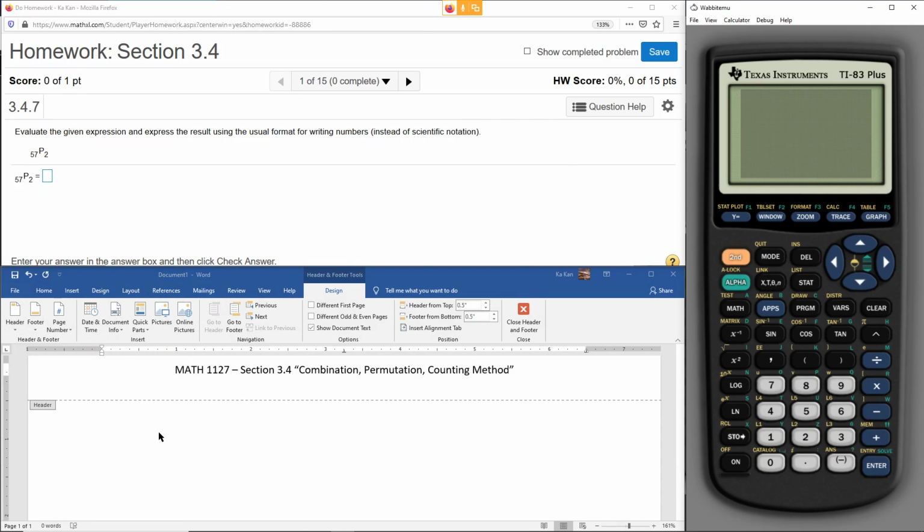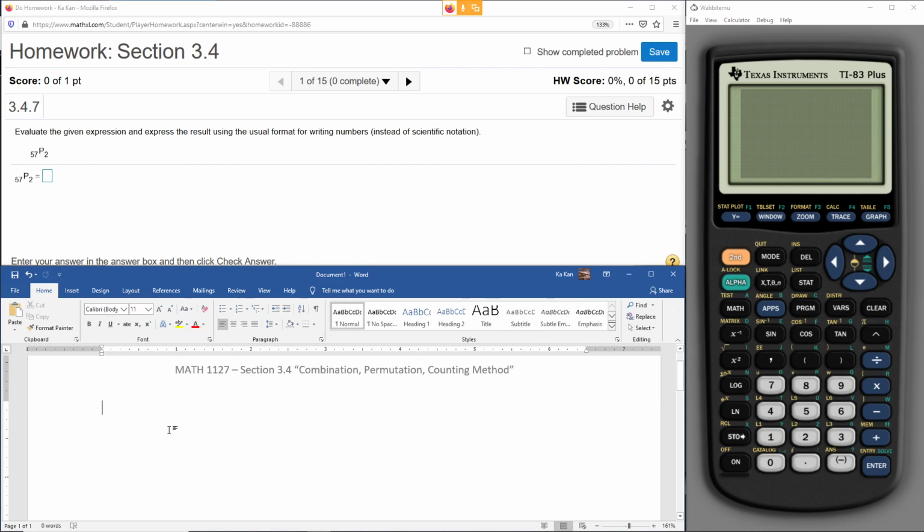So this is Math 1127, Probability and Stat, Session 3.4. The name of the session is Additional Topic, but really it's combination, permutation, and counting methods. So the question is, what is the difference between those guys, right? So first, let me talk about combination versus permutation.